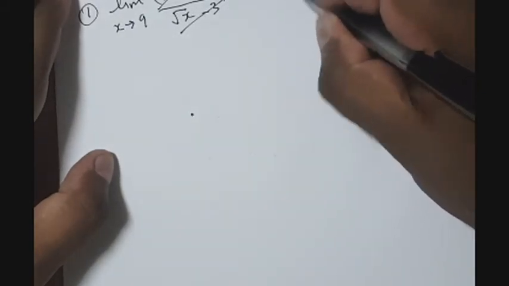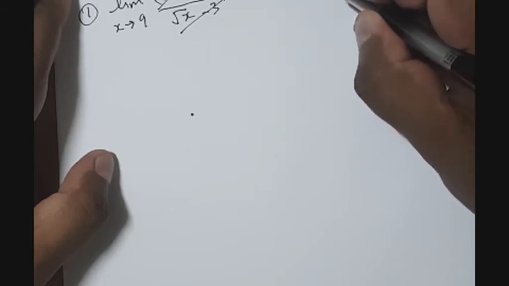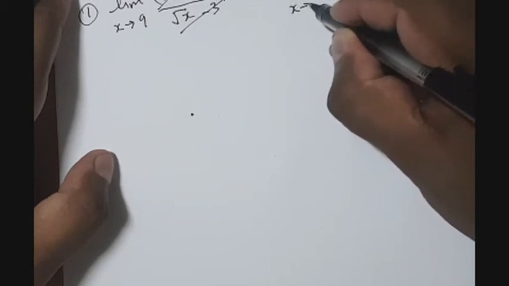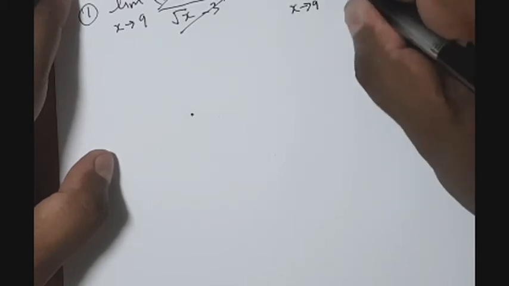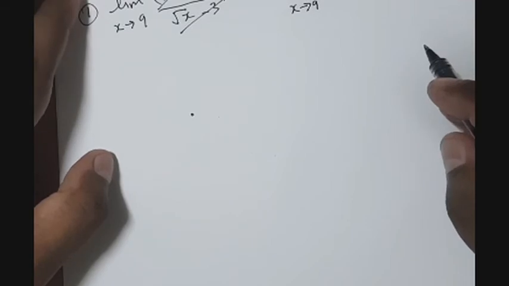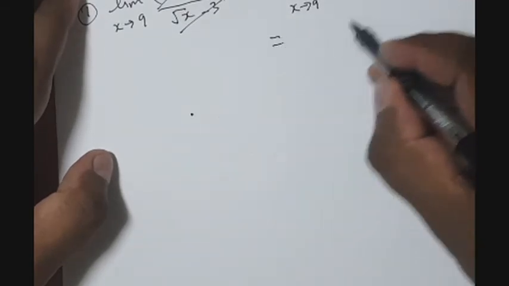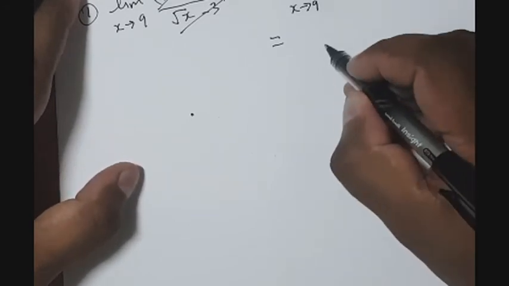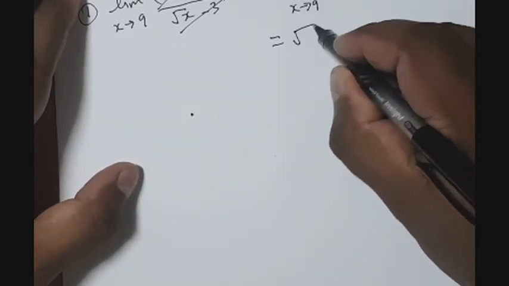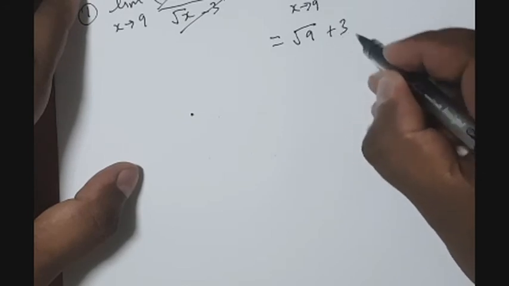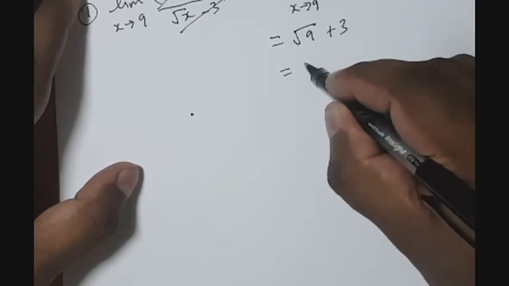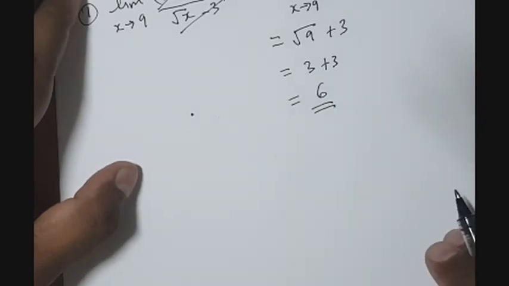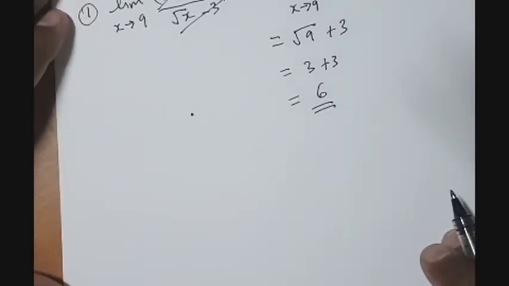So our problem becomes the limit of √x + 3 as x approaches 9. Our problem becomes much easier to solve now. We just do a direct substitution in place of x. We put 9. This gives us √9 + 3. The square root of 9 is 3, plus 3, which gives us 6. So that's one way you can solve this problem.